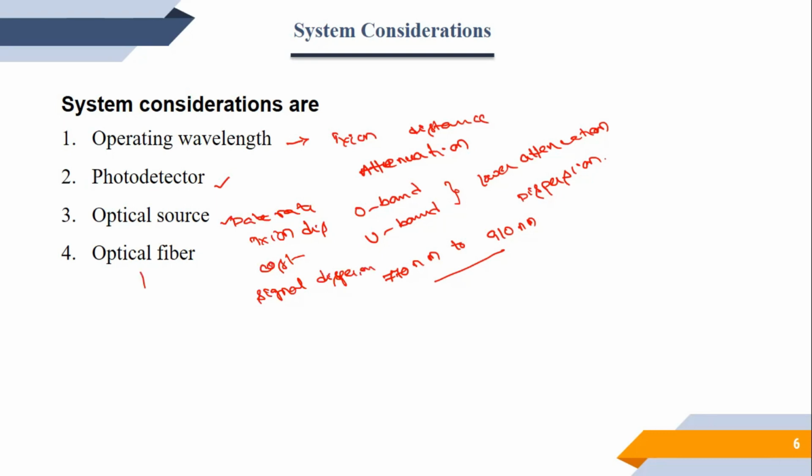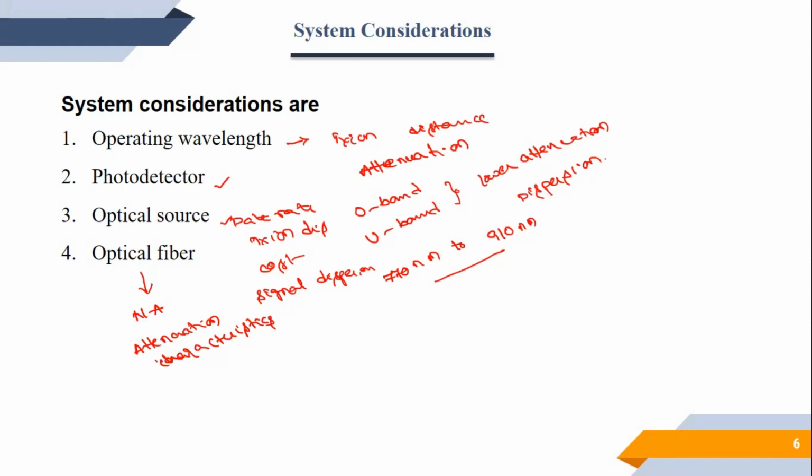And when you go for optical fiber, the very important parameter is numerical aperture. You must consider numerical aperture and attenuation characteristics. These are the system considerations you must follow.